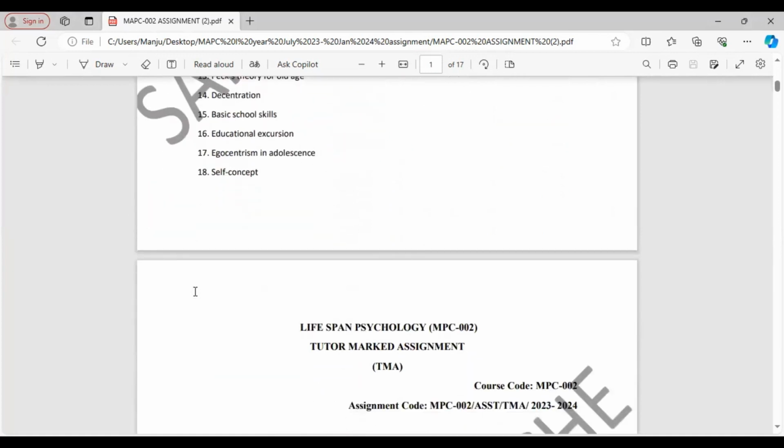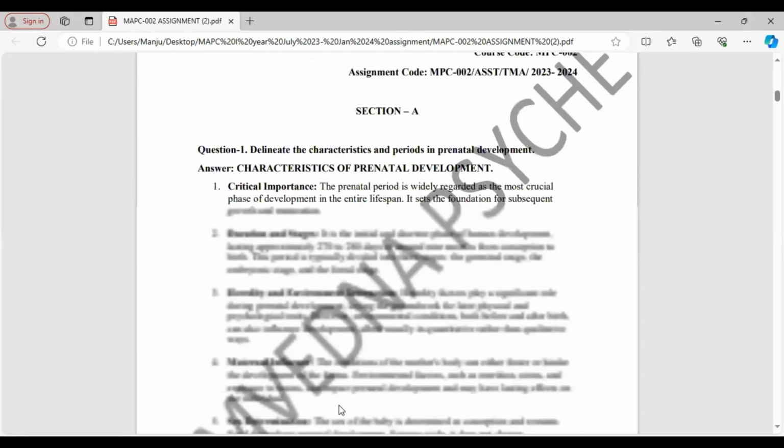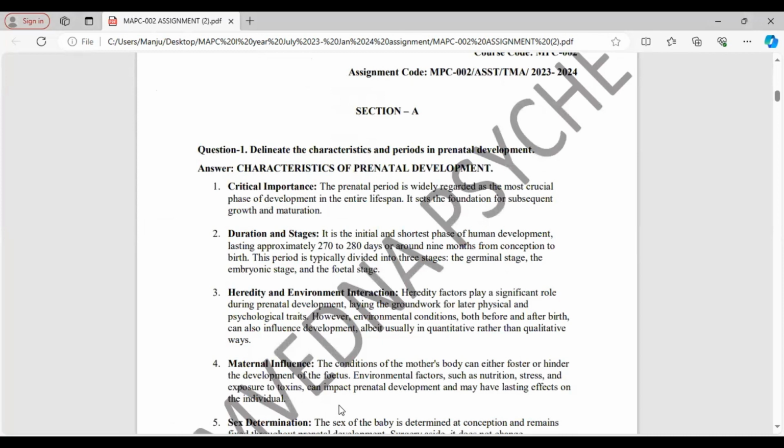Before writing the answer, as always, mention the subject code, mention its tutor marked assignment, write the course code and the assignment code. I will not go into detail of the answers, especially section A, which is very elaborate, because I want to keep the video short.